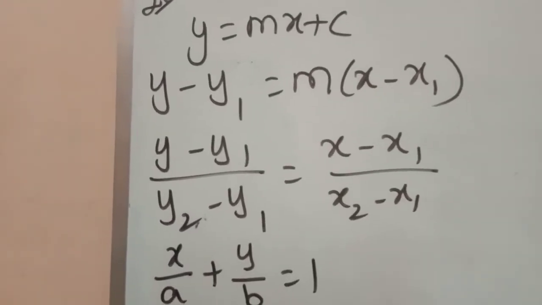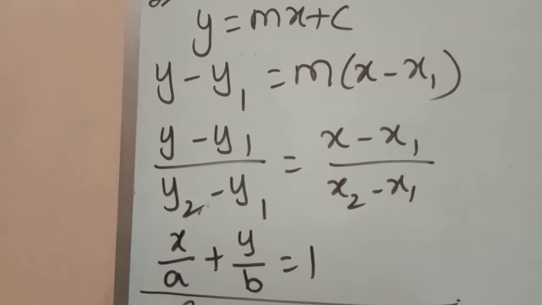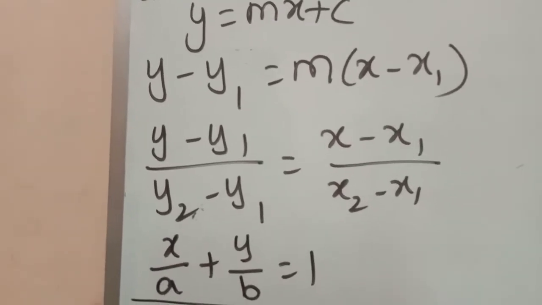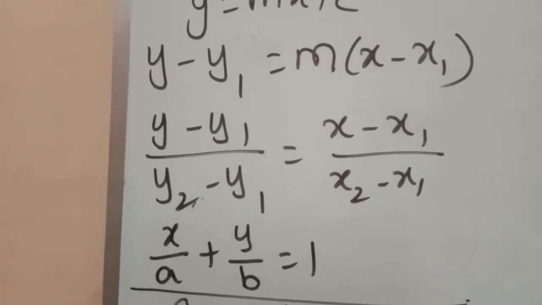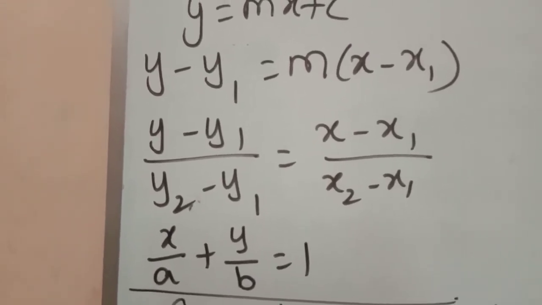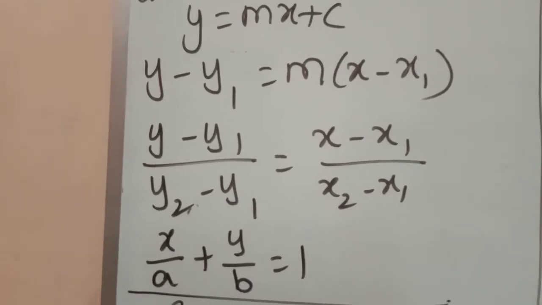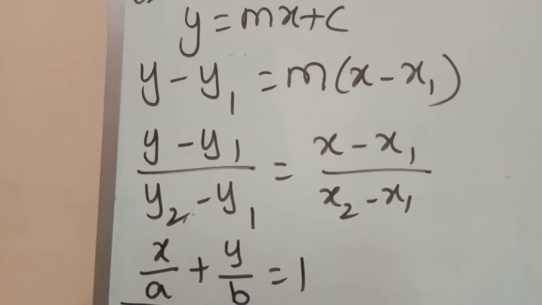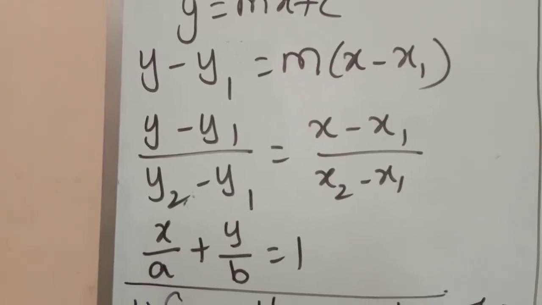Equation 1, y is equal to mx plus c. Second one, y minus y1 is equal to m into x minus x1. Third one, y minus y1 by y2 minus y1 is equal to x minus x1 by x2 minus x1. The fourth one, x by a plus y by b is equal to 1. These 4 are the equations of the straight lines which we are going to apply in all the problems.